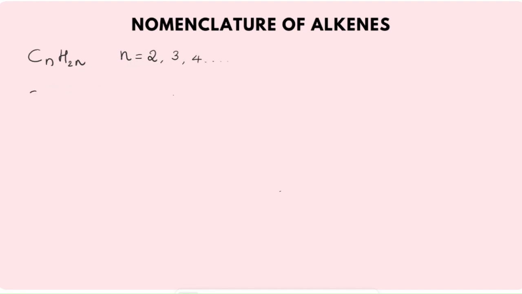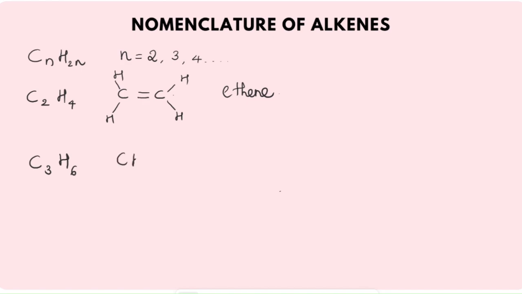If n is equal to 2, we are going to get C2H4 and there is a double bond between these two carbons. In case of an alkane molecule, if there are 2 carbons, we call it ethane. Here, the suffix ane is replaced by ene. That means this molecule is ethene. If there are 3 carbons, we are going to get C3H6, nothing but CH3, CH, double bond, CH2. Since there are 3 carbons, we can call this propene.